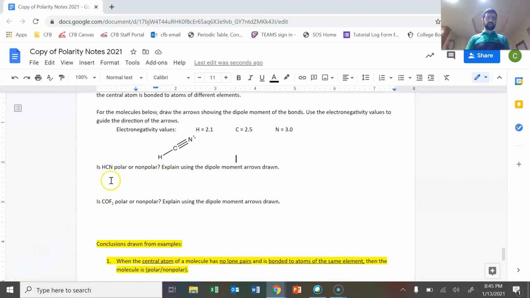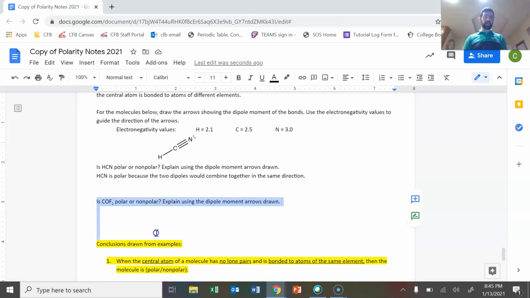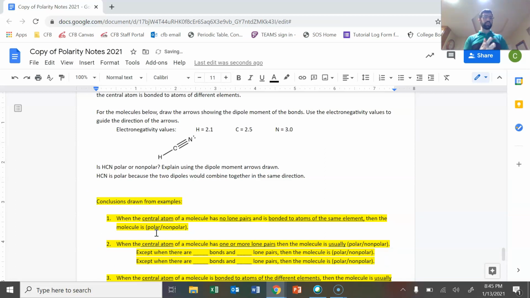So the question down here is, is HCN polar or nonpolar? HCN is polar because the two dipoles would combine together in the same direction. In other words, they don't cancel each other out. And we're not going to worry about the COF2 molecule, as I said.